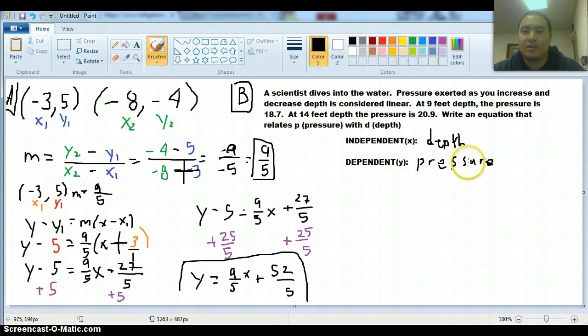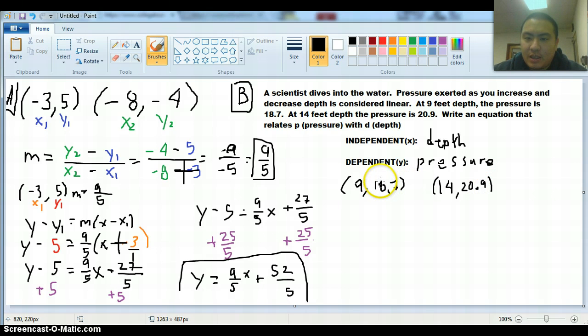So now I have those two, and I know what it would look like in a coordinate. Well, let's see if I can set these up as 2 points. If I set these up as 2 points, well, I have one of them here at 9 feet depth. That means 9 comma, and the pressure was 18.7. Okay, and then the other one is at 14 feet depth. I have 14 comma 20.9, and I'm gonna leave it like that.